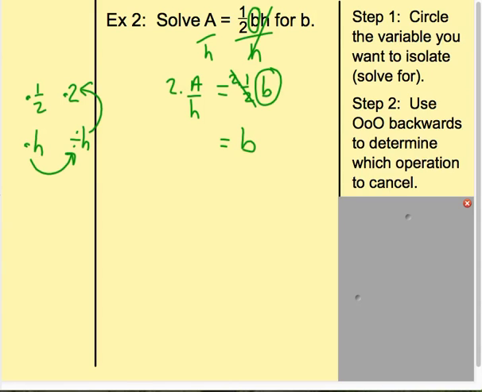Now on the left hand side, notice that I have 2 times a over h. I do not have 2 times h. So this is 2a divided by h. If you multiply the numerator and the denominator by h, you're essentially multiplying by 2 over 2, which is not 2, it is 1. So that is incorrect. Don't do that.